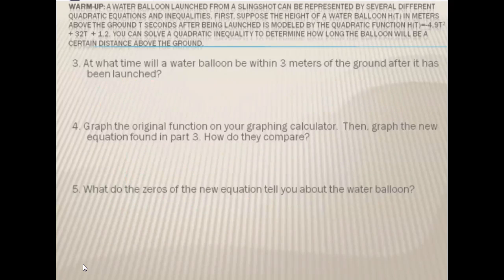And then the follow-up question to that is, at what time will the water balloon be within 3 meters of the ground after it has been launched? So that is asking me to find when h of t equals 3. In order to do that, you take the function given to you and set it equal to 3.